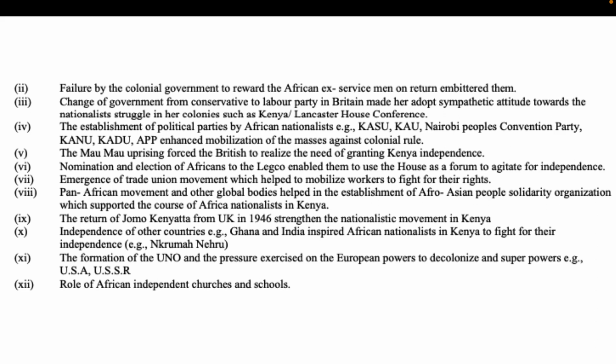The formation of the UNO and the pressure exercised on the European powers to decolonize, and the role of superpowers, e.g., USA, USSR. Role of African independent churches and schools.